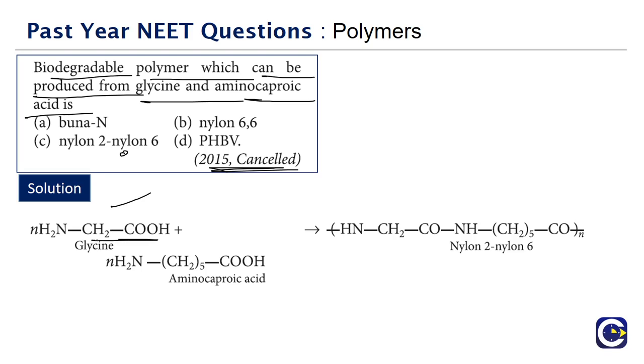So here in glycine we have 2 carbons. Amino caproic acid we have 6 carbons. That is how the name nylon 2, nylon 6 comes. This is a biodegradable polymer that is used in making of stitches for the wounds. So answer for this is what? Nylon 2, nylon 6. You see here PHBV is also another biodegradable polymer, but the monomers for that are different.